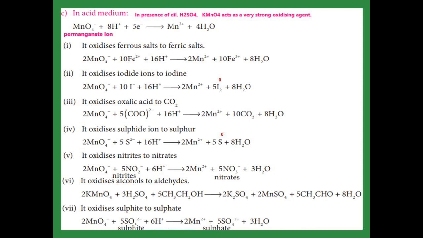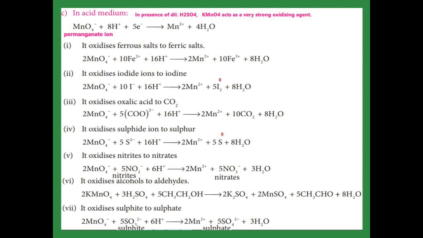Before that, the main reaction is MnO4⁻ plus 8H+, that H+ we get from dilute sulfuric acid, and 5 electrons. Now the product side. What products are we getting? Mn2+, which is common, and then water is also a common product. Let's see the examples.